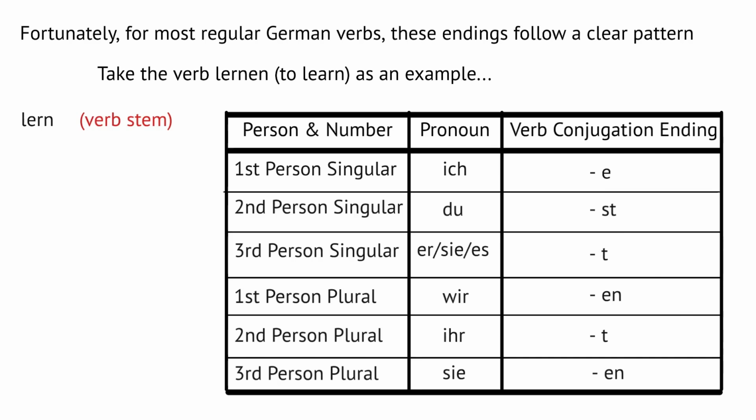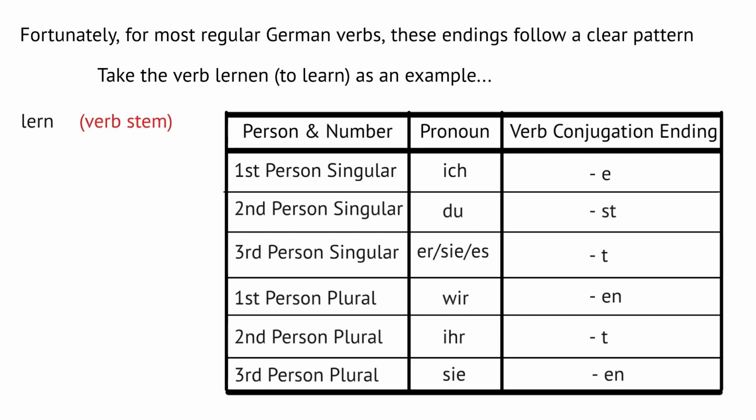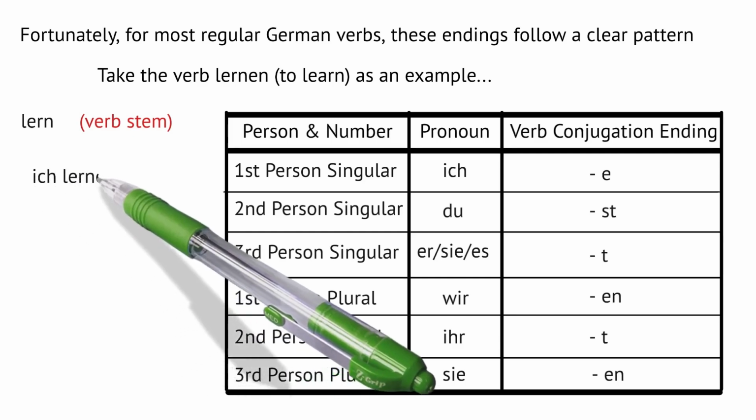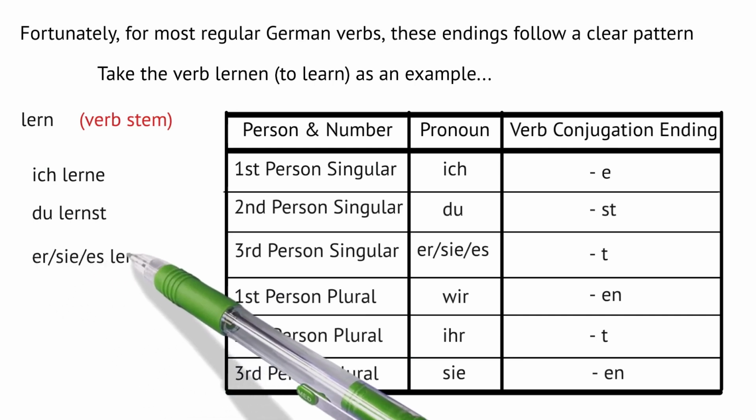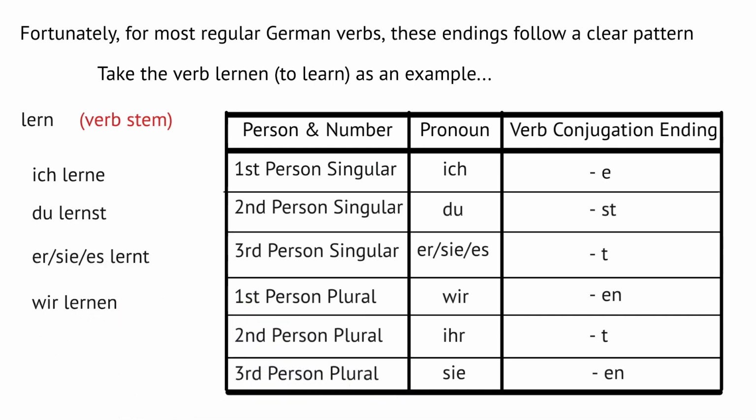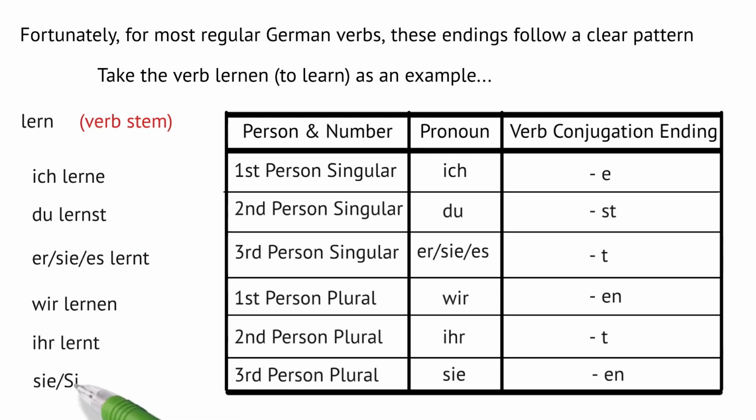Now, let's put these rules into practice and hear what the verb lernen actually sounds like when we conjugate it through all the persons. Repeat after me. Ich lerne. Du lernst. Sie, es lernt. Wir lernen. Ihr lernt. Sie lernen.